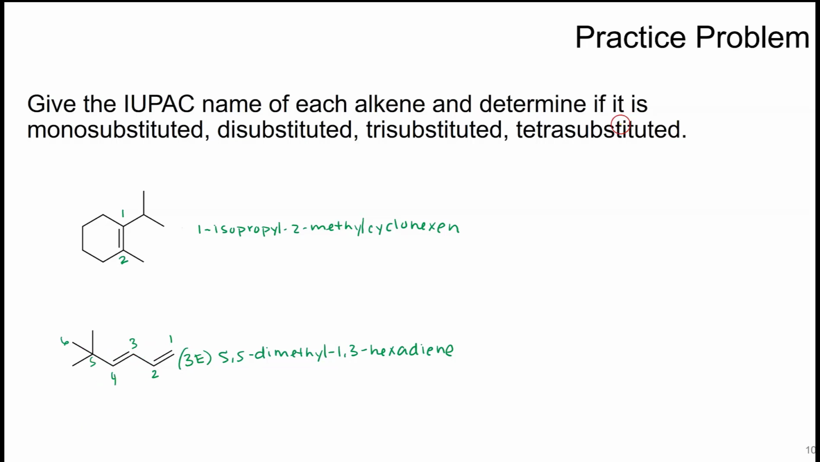The other thing we want to look at is to see what the degree of substitution is. This double bond here has 4 groups coming off of it. This one is tetrasubstituted. This first one here has only 1 group coming off of that, so this is monosubstituted. And that one there is disubstituted.